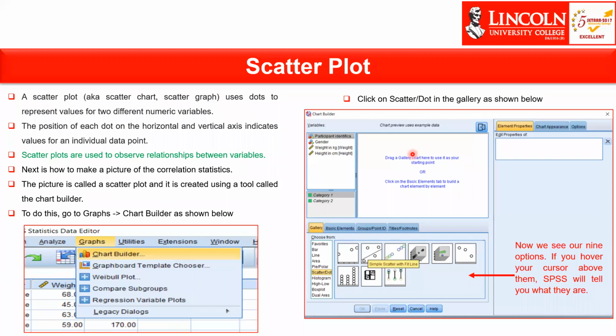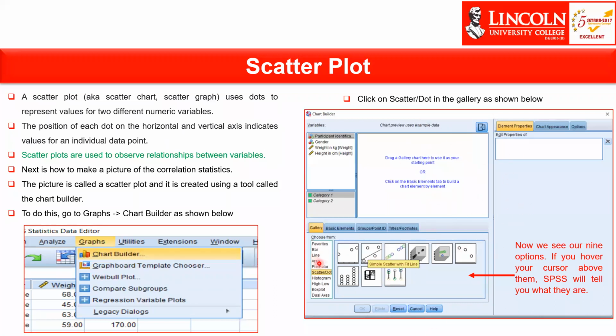Next is how to make a picture of the correlation matrix that we just created in my previous slide. The picture is called a scatter plot, and it is created using a tool called Chart Builder. How do we get this Chart Builder? You click on Graphs. This time around, you are not using Analyze. The Graphs tab is next to Analyze. So you click on Graphs, then you select Chart Builder. After you select Chart Builder, this window will appear.